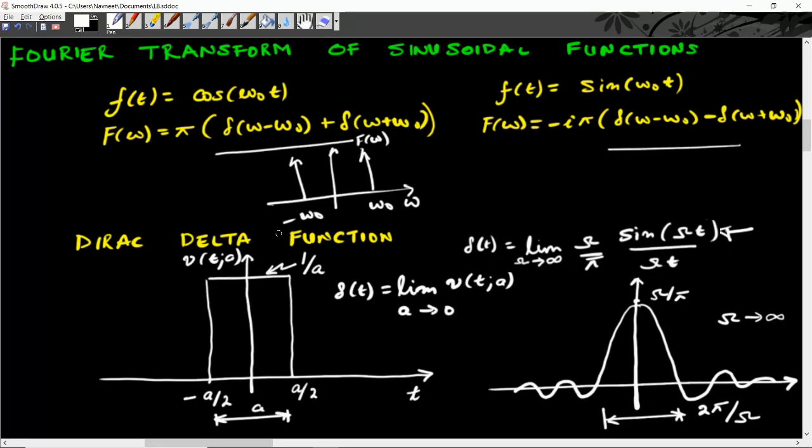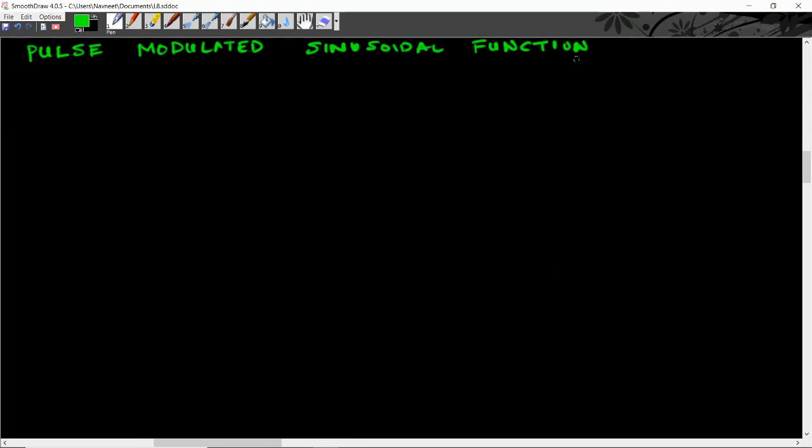In this lecture, we'll revisit the problem of the Fourier transform of cosine and sine waves, but with a different approach. The idea is to provide you an insight into the representation of Fourier transforms of sine and cosine waves, and that representation can be provided through the example of a pulse-modulated cosine wave.